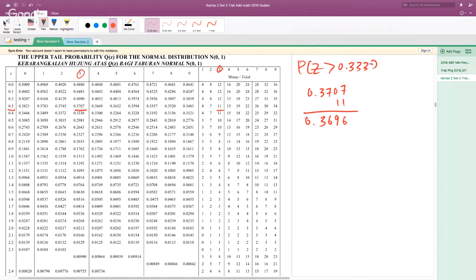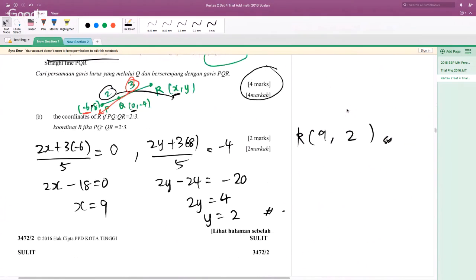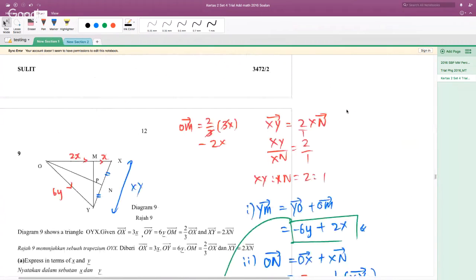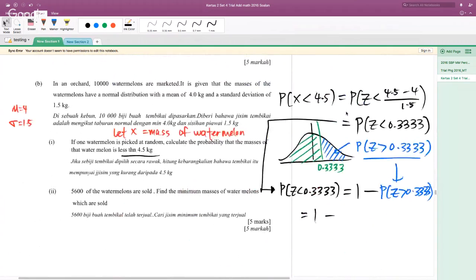And this is Z value. This Z value we should find from the side. So this is your probability, 0.3696. Okay, good. Then we'll go back to that one. Okay, it's over here. 0.3696. Okay, then 1 minus 0.3696. Yeah, it will be 0.6304.